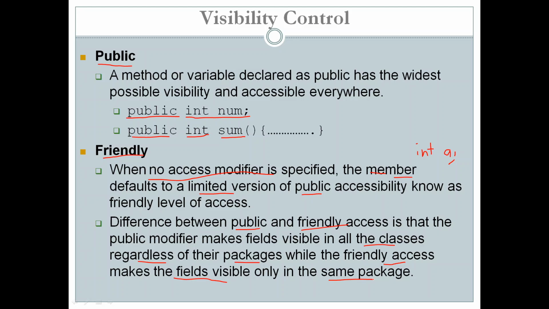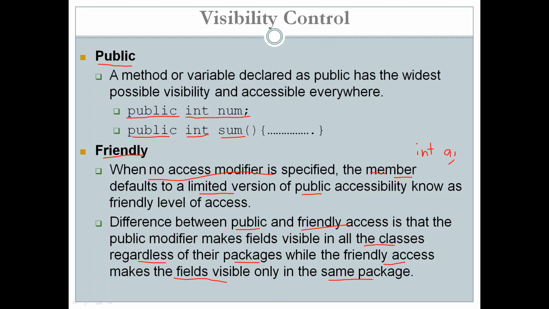Now the difference between public and friendly is only about the package, in which package you are trying to access it. Public means it is available in all the packages. Friendly means it is only available in the same package. Now what is a package? We will be discussing packages in a later session, but for now you can consider a package as a folder where you save your program.